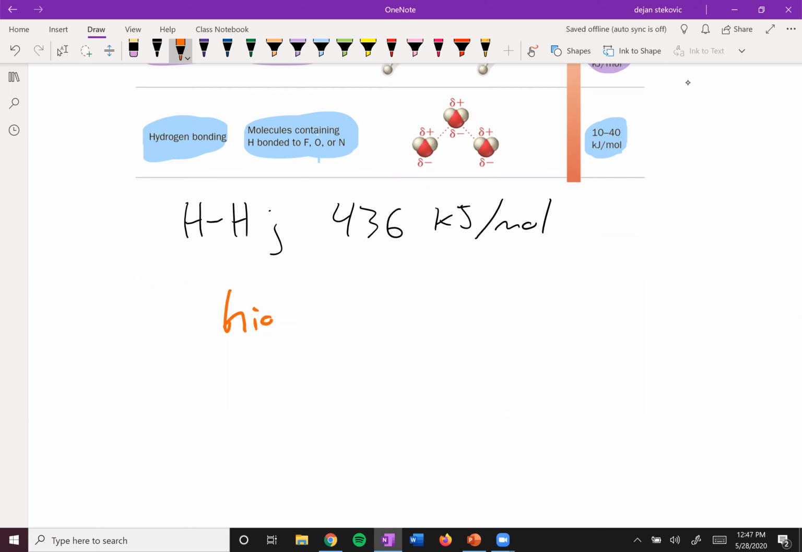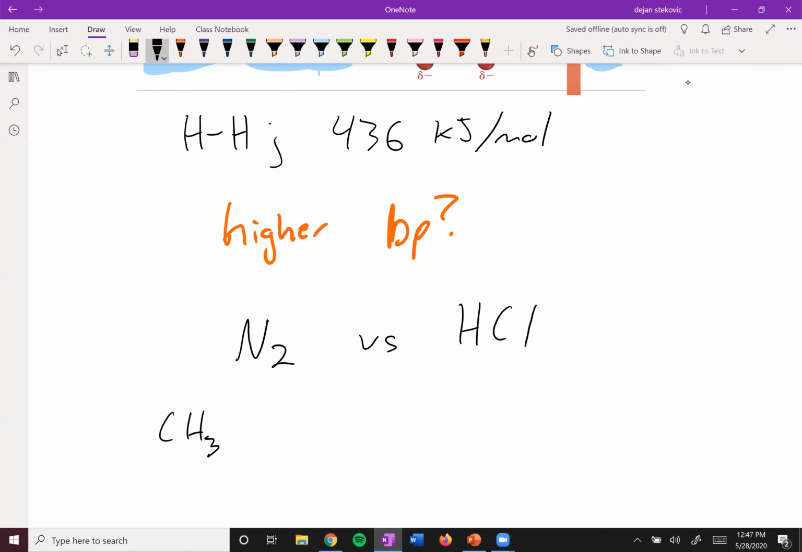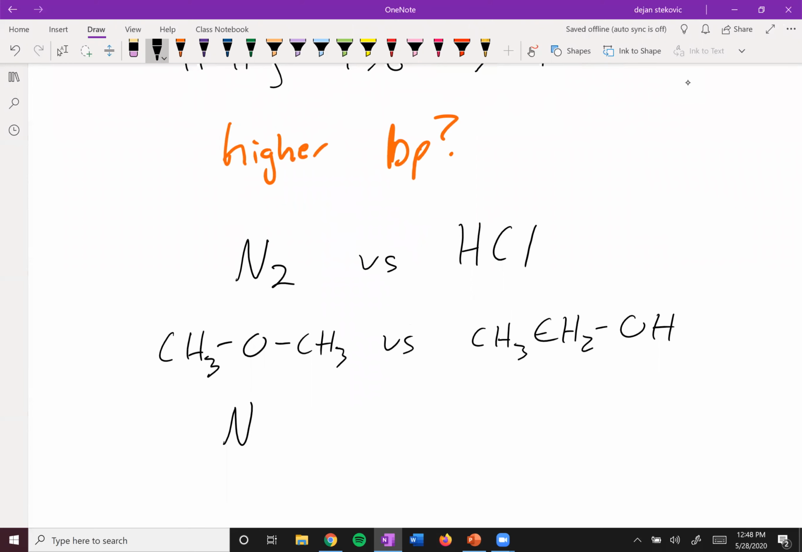So which one of these has the higher boiling point? So let's do N2 versus HCl, CH3OCH3 versus CH3CH2OH, or neon versus helium. So go ahead, take a second and let me know which one of these has the higher boiling point and why. All right, so hopefully you've taken a look at these and figured out which one has the higher boiling point and why.